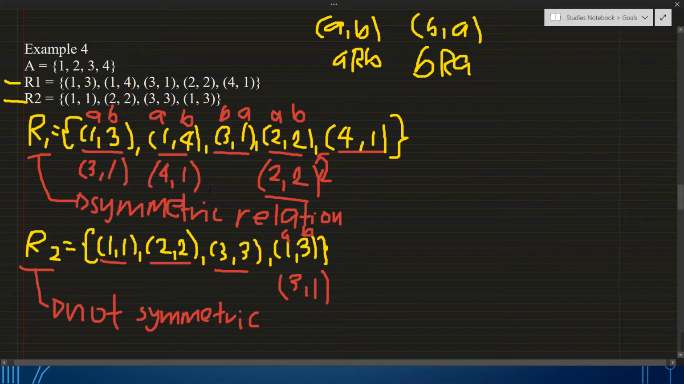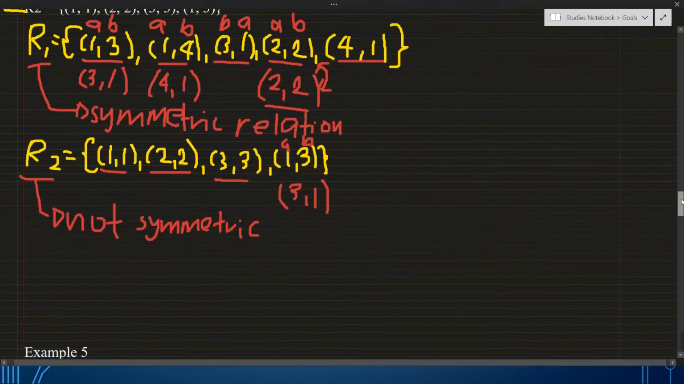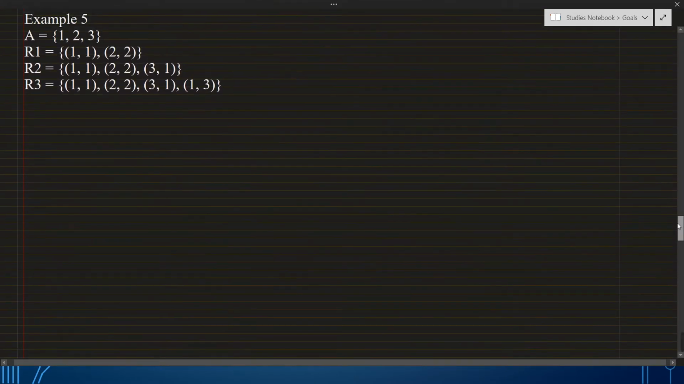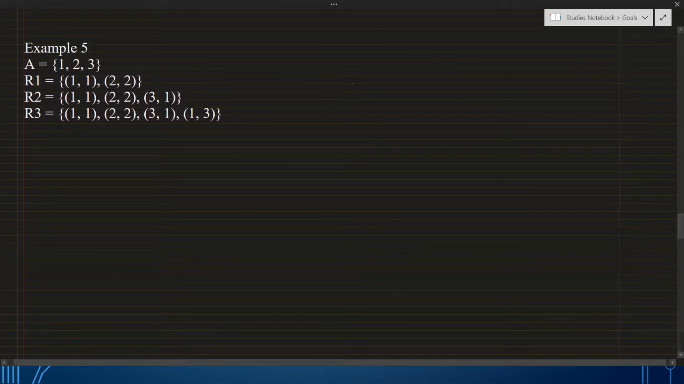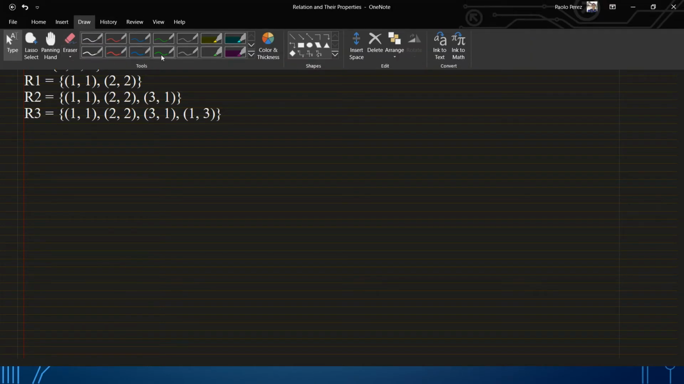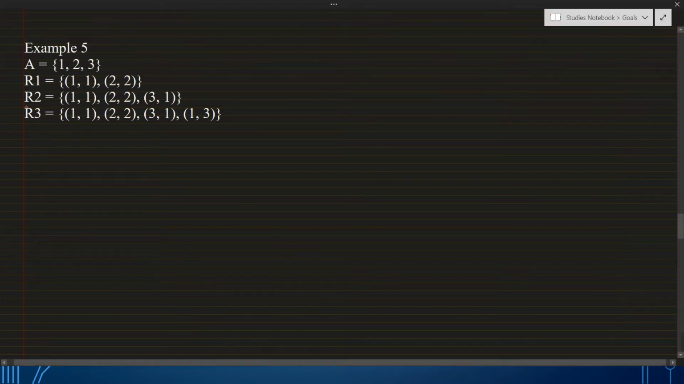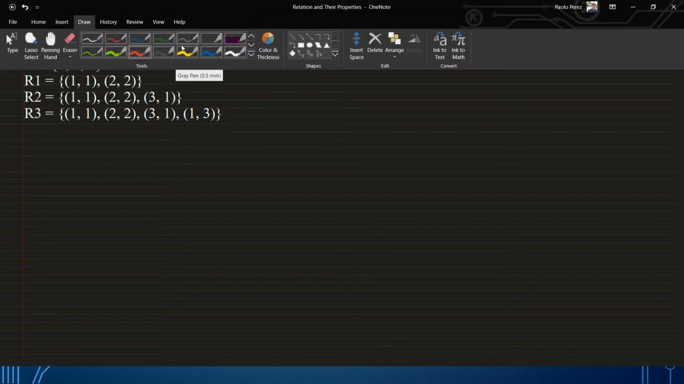So we have example number 5. A is a set of 1, 2, and 3. Relation 1 is (1, 1) and (2, 2). Relation 2 is (1, 1), (2, 2), (3, 1). Relation 3 is (1, 1), (2, 2), (3, 1), and (1, 3).